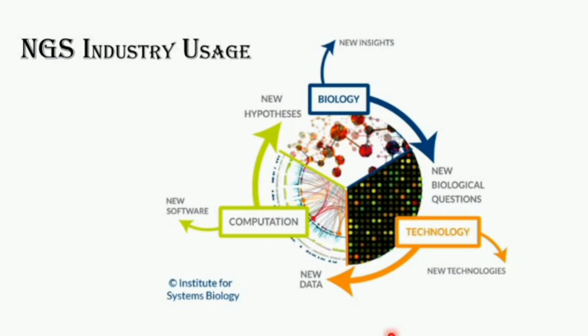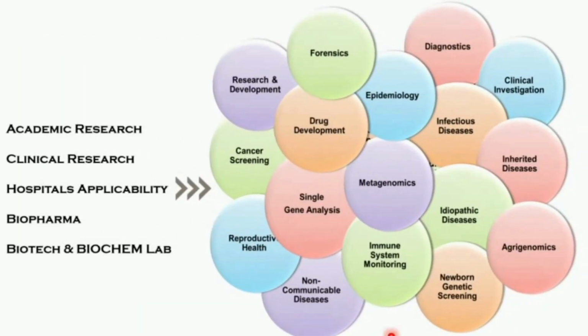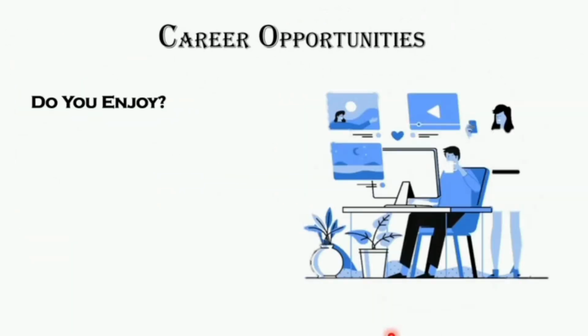Based on our interest, we can see what type of industry we are interested in. Either we are interested in research and development, in technologies, or even computation, where you can develop new software or work with new software to find the biological insights of your data. Next, based on different industries, we have academic research, clinical research, hospital applicability, biopharma, biotech. There we can work in forensics or cancer screening, epidemiology, drug development. Based on our interest, we can see what types of industries are out there and where we can work.